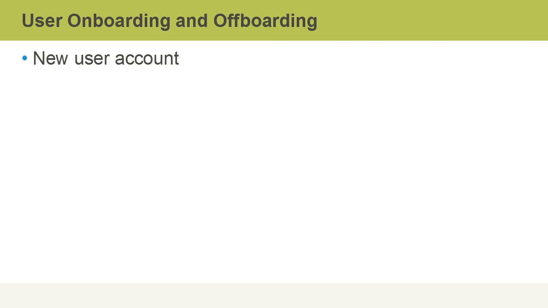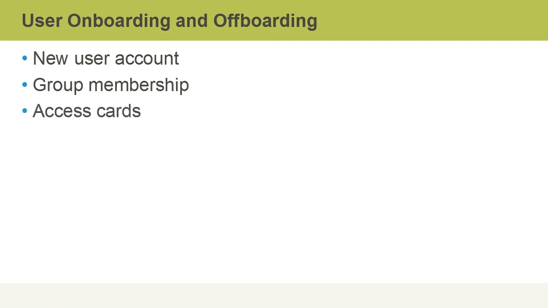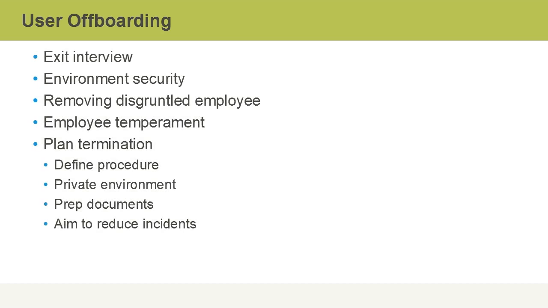User onboarding often includes the creation of a new user account and group membership to give access to specific resources. It might also include the issuance of various access cards to access a parkade or a building or even a certain floor in a building. User training is often conducted so that users are aware of how procedures are run within the organization, and it should also include security training. With user offboarding, many companies will conduct an exit interview to determine what the user thought of their experience and what might need to be improved.